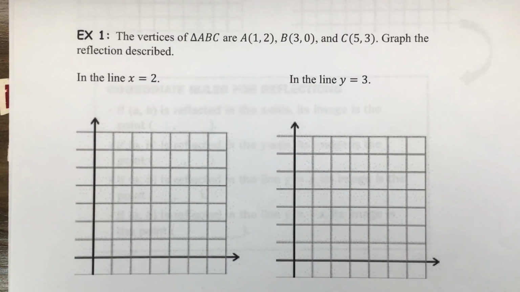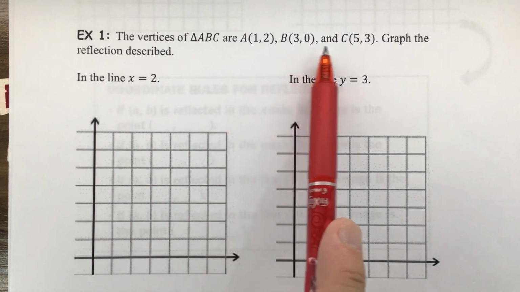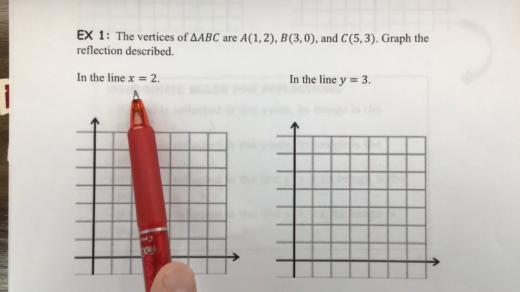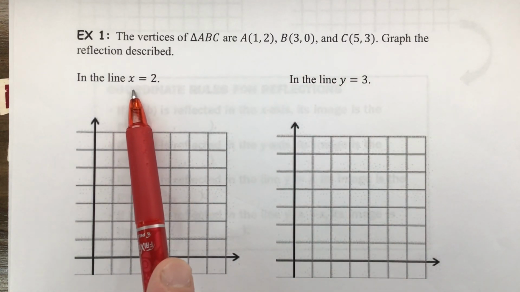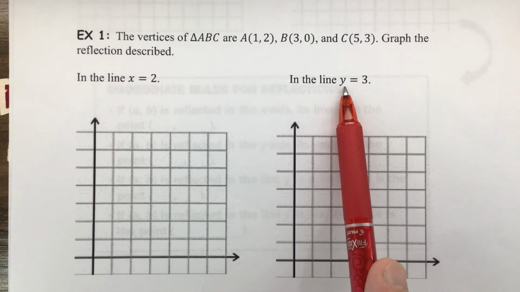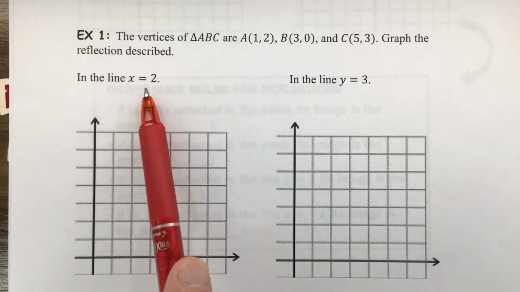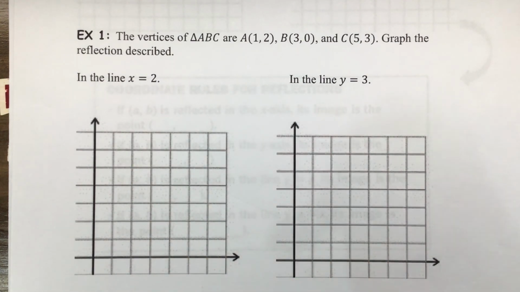In example number 1, we're actually going to be doing 2 problems. We're going to be taking triangle ABC, which has these 3 coordinates here, and first reflecting it over the line x equals 2, and then also reflecting it over the line y equals 3. Let's go ahead and get these plotted on 2 different graphs, and then we'll take a look at how we do those reflections.